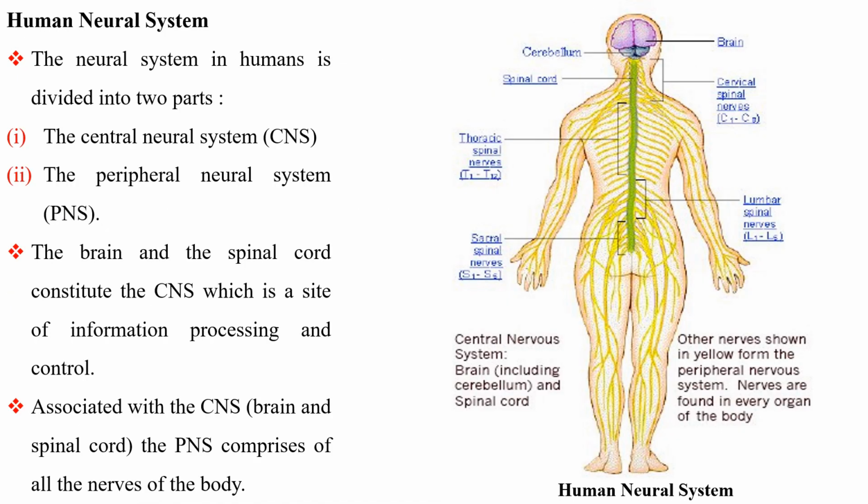Human neural system. The neural system in humans is divided into two parts. 1. The central nervous system. 2. The peripheral neural system. The brain and spinal cord constitute the CNS, which is the site of information processing and control. Associated with the CNS, the PNS comprises all the nerves of the body.